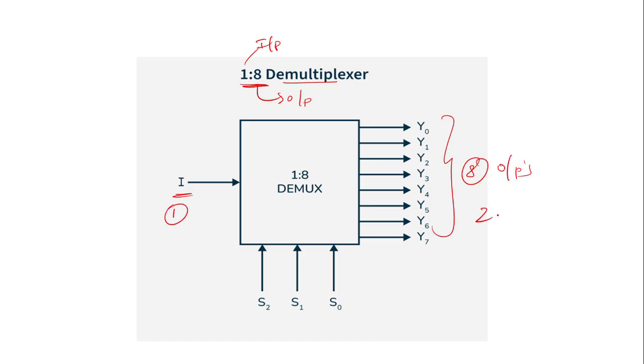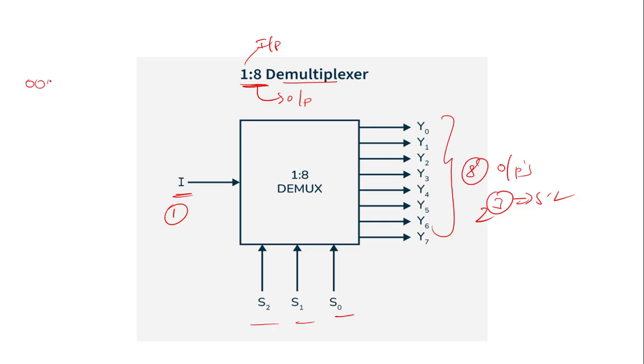8 outputs. 8 means 2 power 3. The power represents the select lines. Every time we discuss about that. So the 3 select lines are S0, S1, S2. So that is the block diagram. For every different combination of select lines, the input is presented at one of the outputs.